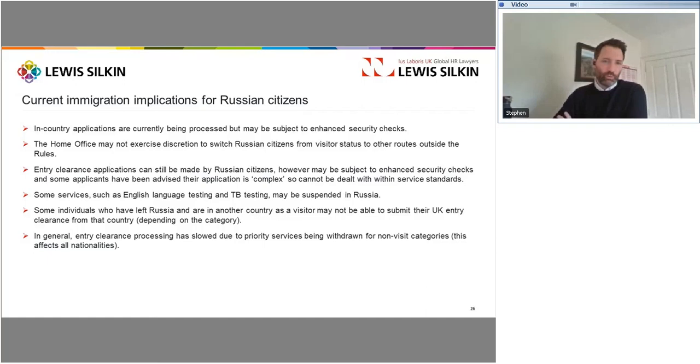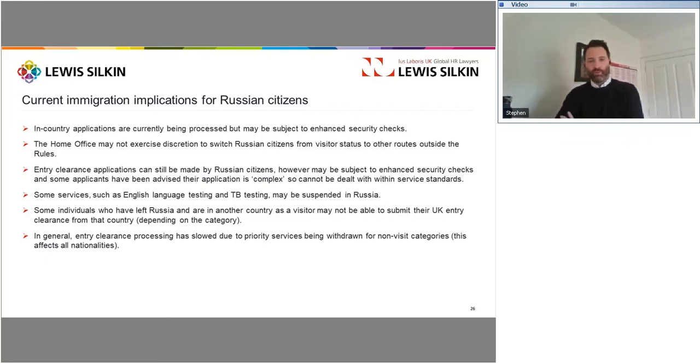But for Ukraine nationals, if you're in another country and you're allowed to apply as a visitor because there's a concession available, this concession may not be extended to Russian nationals. Categories such as creative worker, etc., you don't need to meet that basic requirement.